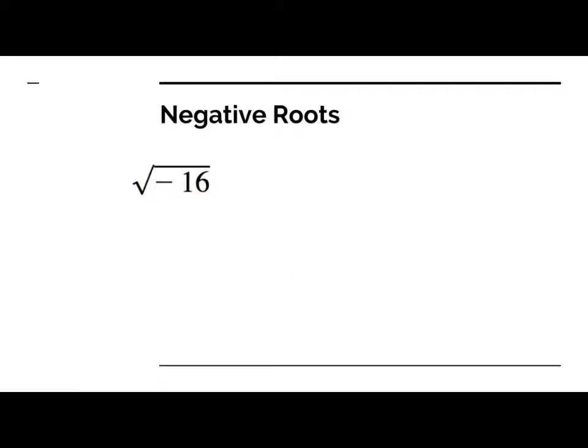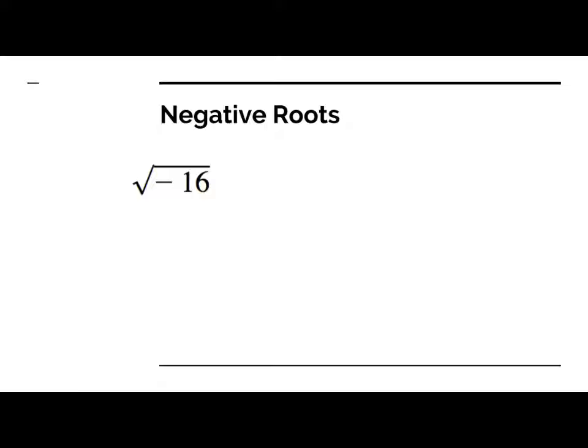Negative roots. The square root of negative 16 is a strange one because the most obvious answer would be negative 4. However, negative 4 times negative 4 is not negative 16. Negative 4 times negative 4 is a positive 16. So negative 4 is out. Positive 4 doesn't work either, because 4 times 4 is a positive 16. So positive 4 doesn't work, negative 4 doesn't work, and it has to be times itself. So it can't be negative 4 times positive 4. Those are two different numbers.